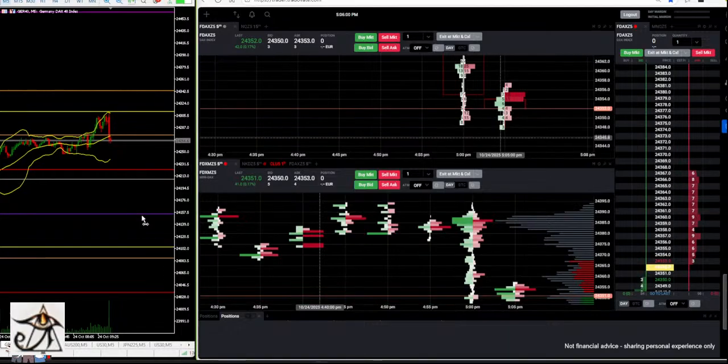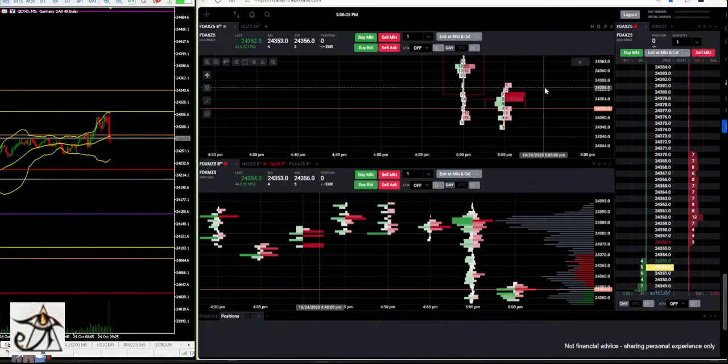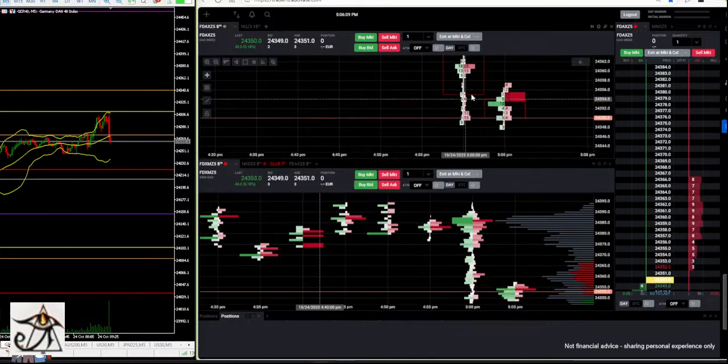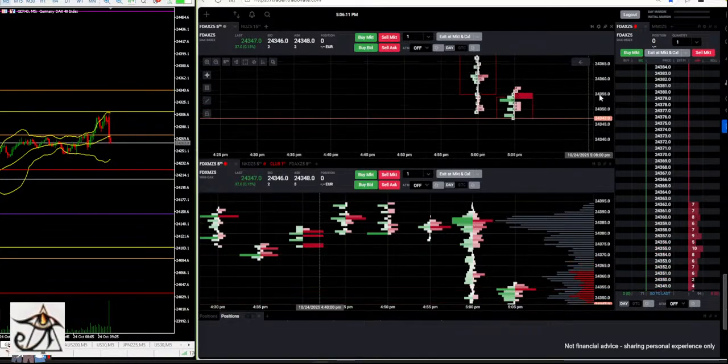And then I might be looking to buy if we get down to, say, the pivot or the breakout short. Again, using the order flow to kind of paint a better picture.